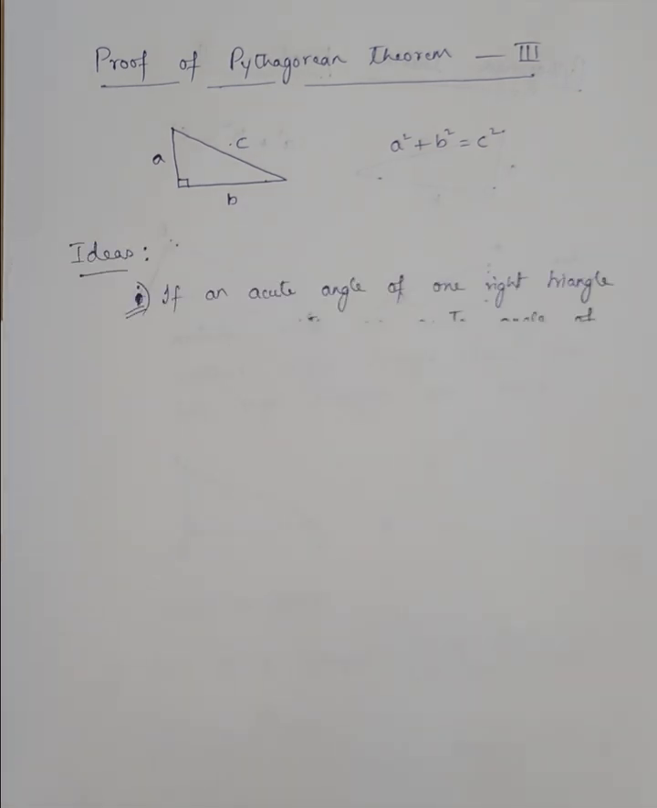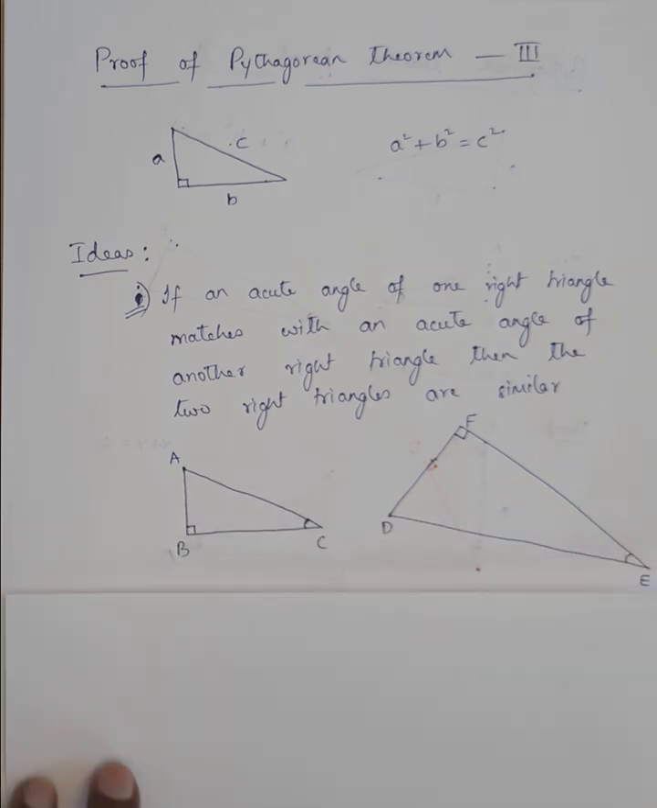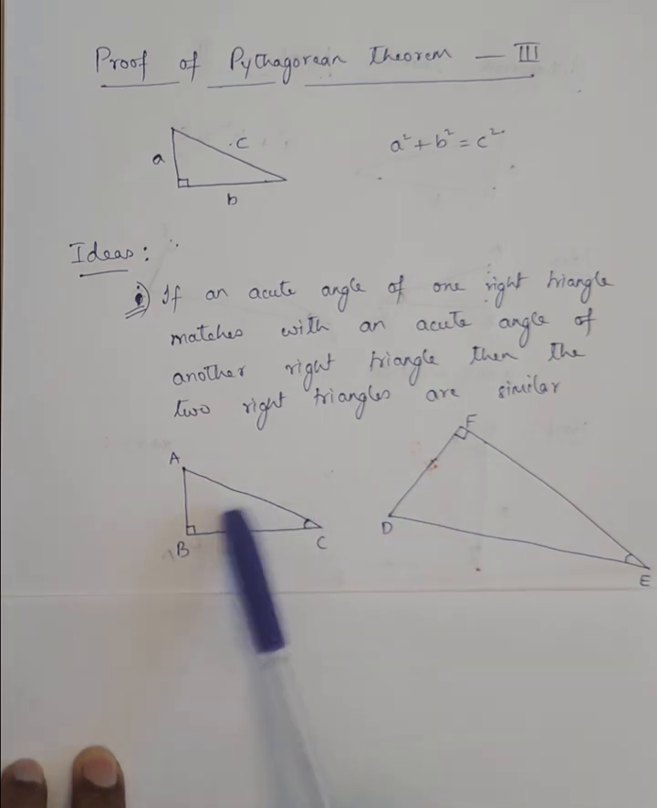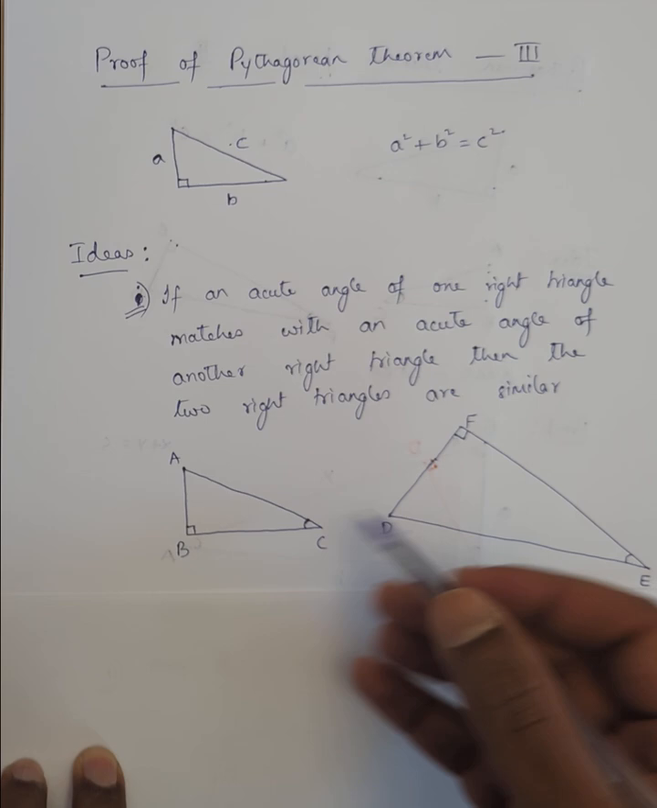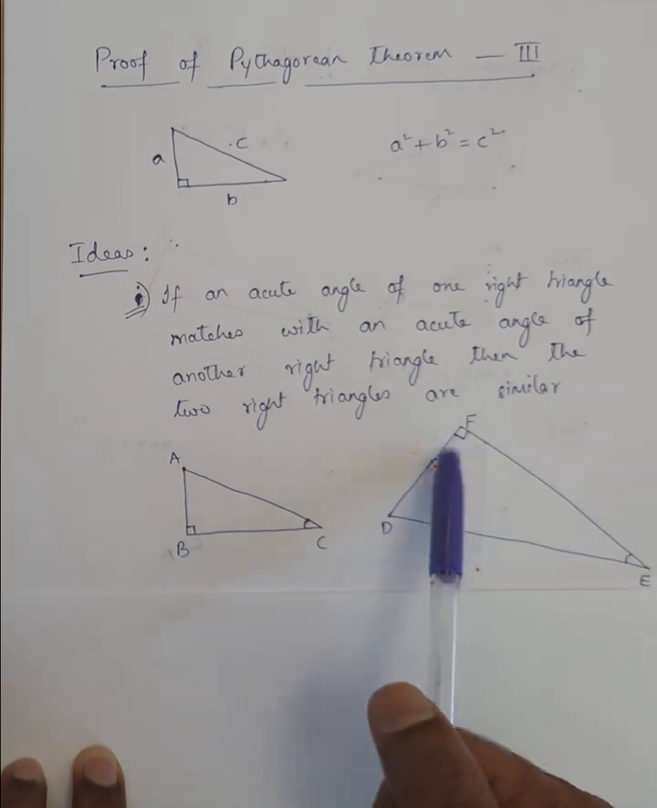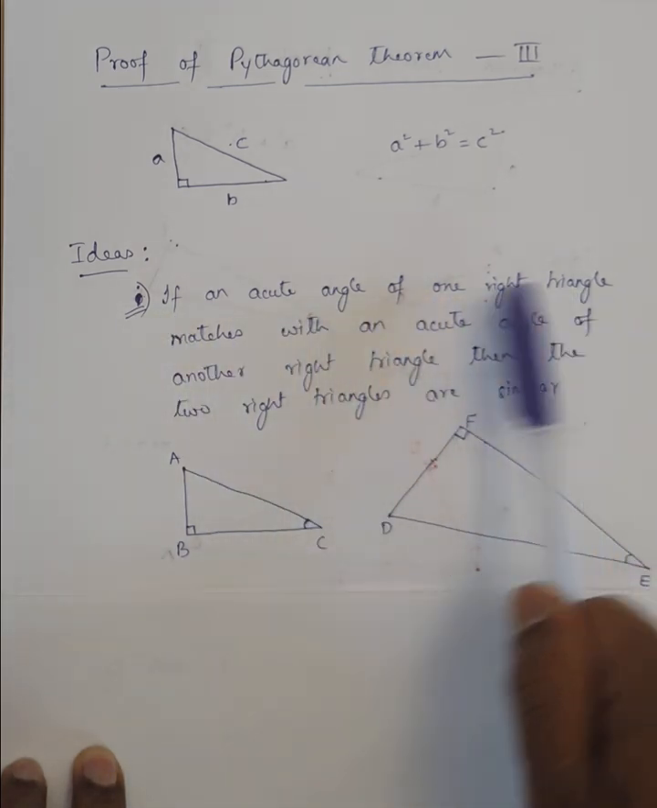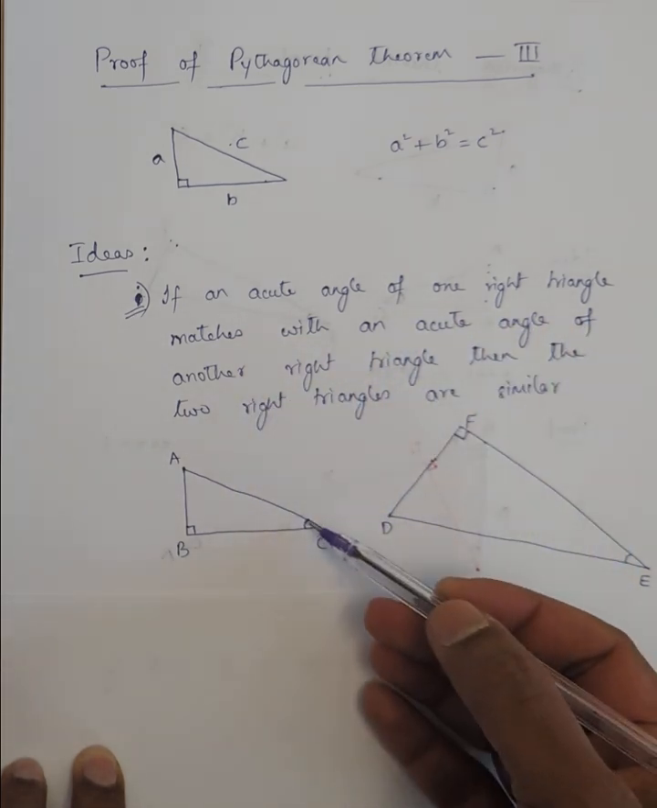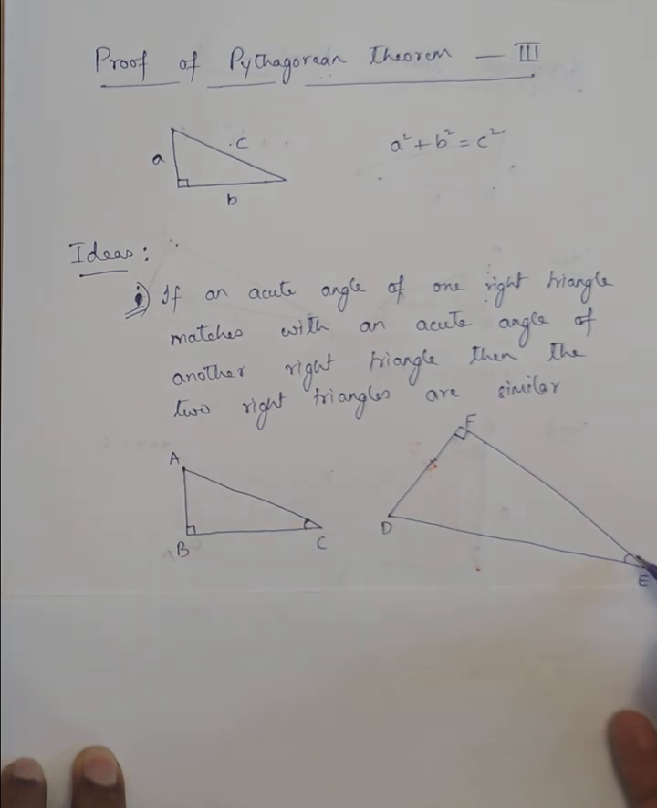Now for this proof, we need two ideas. And here is the first idea. So it says, if an acute angle of one right triangle matches with an acute angle of another right triangle, say I have two right triangles, so here is a right angle for triangle ABC, and for triangle DEF, the right angle is here. Notice angle C is congruent to angle E, they are equal. Then the two right triangles are similar.